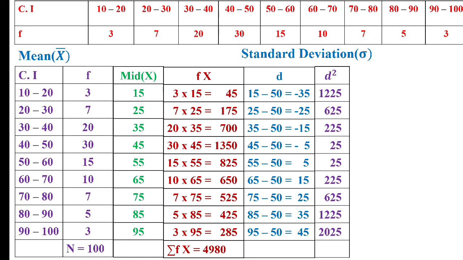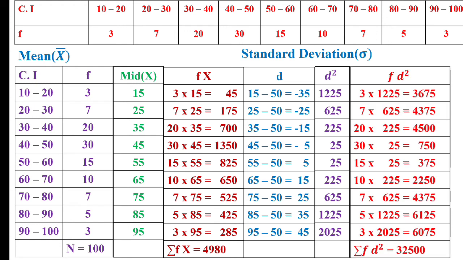Then multiply with f into d square to get this column. 3 into 1225, 3675; 7 into 625, 4375; 20 into 225, 4500; 30 into 25, 750; 15 into 25, 375; 10 into 225 will get 2250; 7 into 625, 4375; 5 into 1225, 6125; 3 into 2025 you get 6075.